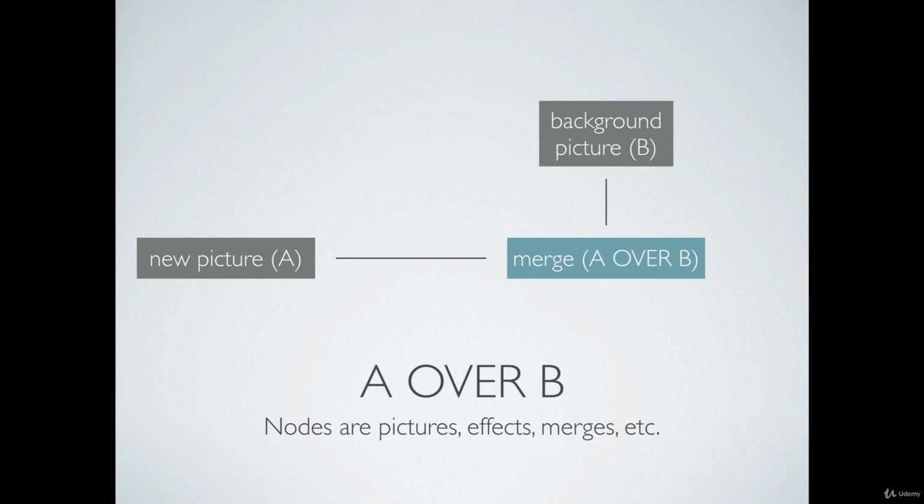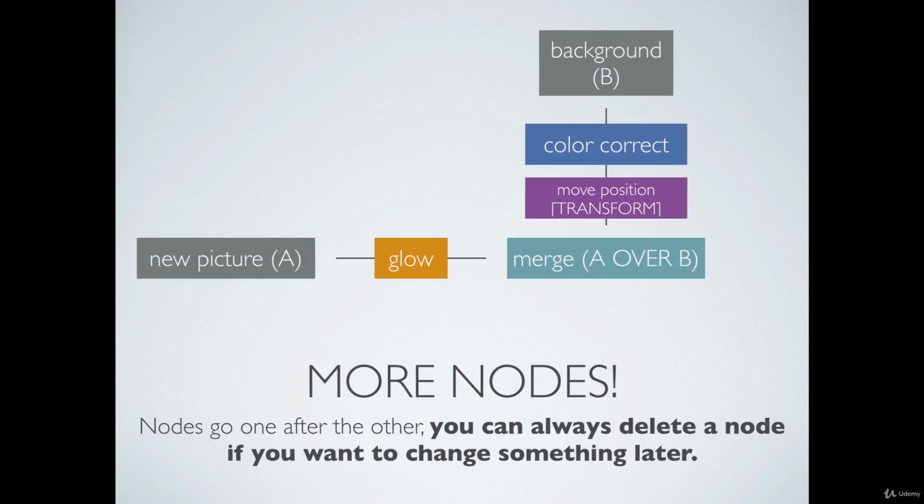This can become more complicated as you bring in more nodes. This is the same setup, but we have some things in between the merge. You can see picture A has a glow, and then it's merged over the background. Let's say it's a picture of a bird. If you make that picture and you put the glow in between, you're going to have a glowing bird over whatever picture you have in the background. That background picture might be a sky or whatever.